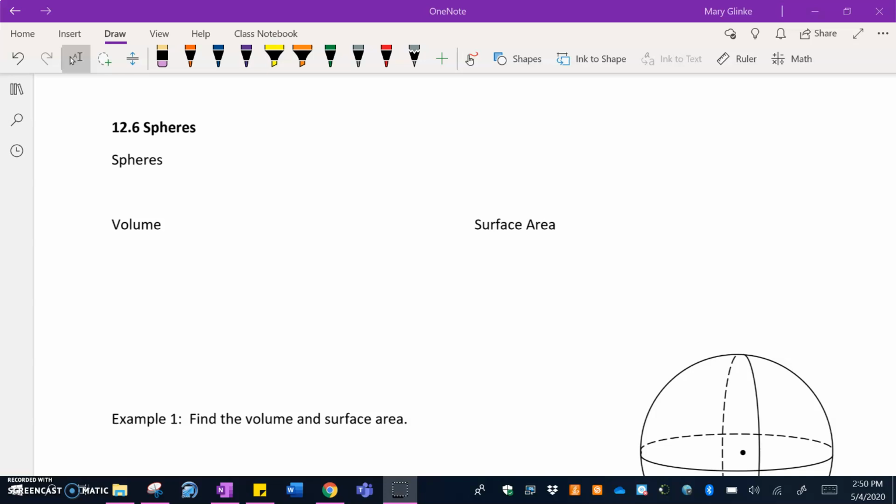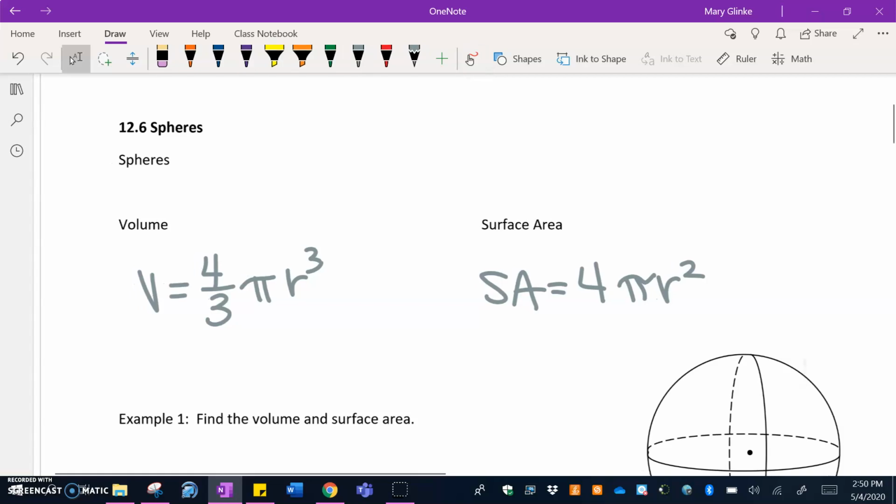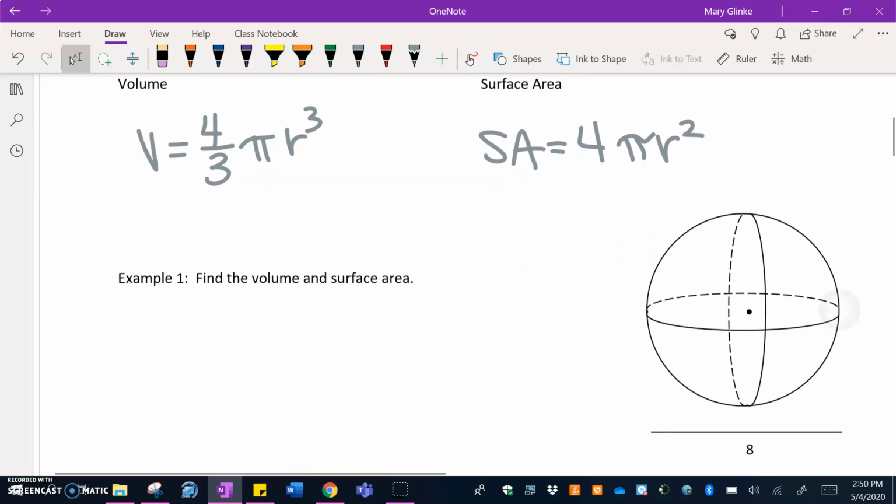We're going to find the volume and surface area using different formulas. So the volume formula for a sphere is 4/3 pi r cubed. The surface area formula for a sphere is 4 pi r squared. There are lots of different proofs of these formulas, but we're just going to take them as they are. So we're going to go ahead and look at example 1, finding the volume and surface area of the sphere.